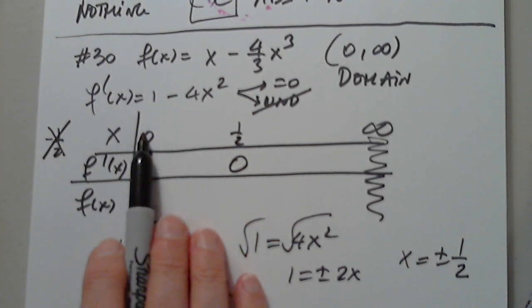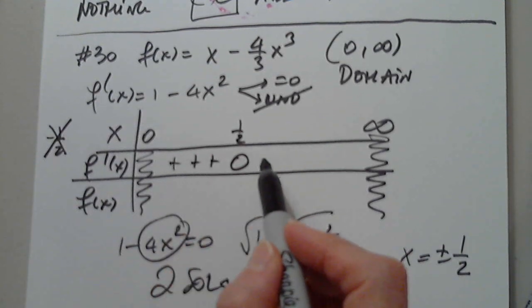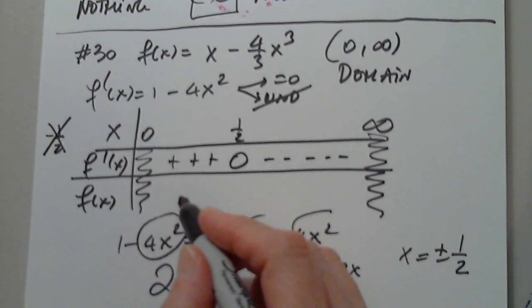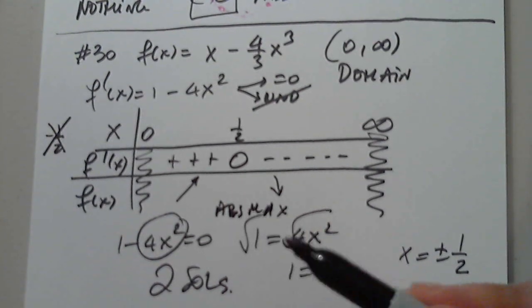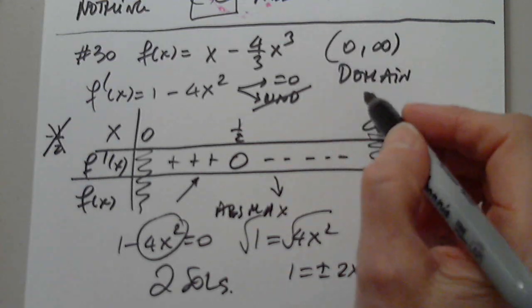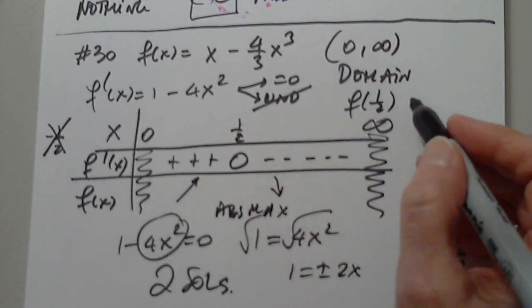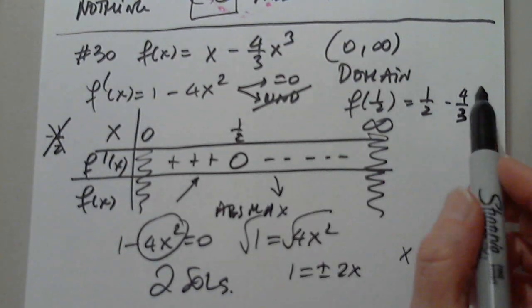And when I study the sign, I can put in 0, so it's positive and then negative. So this is definitely the absolute max. And I have to find it. I have to plug in 1/2 in here. So f of 1/2 will be, how much did you get? 1/2 minus 4/3 times 1/8.